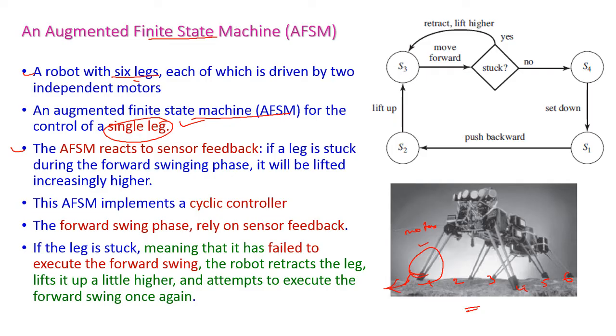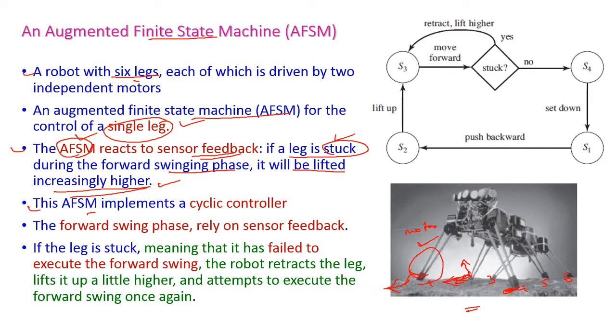So based on the feedback from the sensor, this AFSM will react. AFSM means the augmented finite state machine. Okay, the finite state machine will work based on the sensor feedback. If the leg is stuck, it cannot move forward. If the leg is stuck, some object may be here so that it cannot move forward. In that place, what it will do, the leg will lift somewhat increasingly higher. Okay, it will lift somewhat increasingly higher so that it can easily move forward, right?